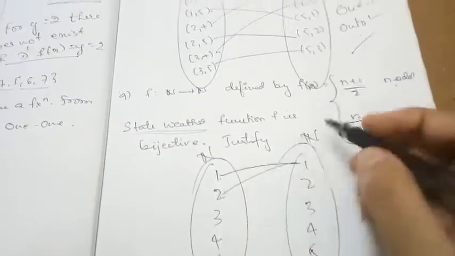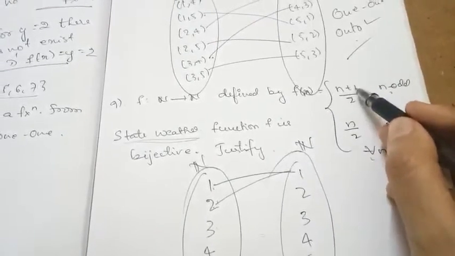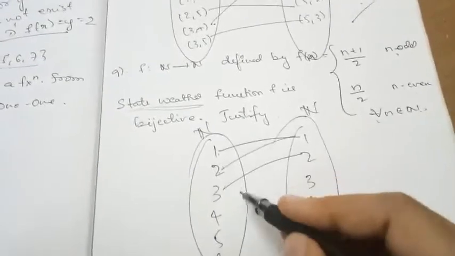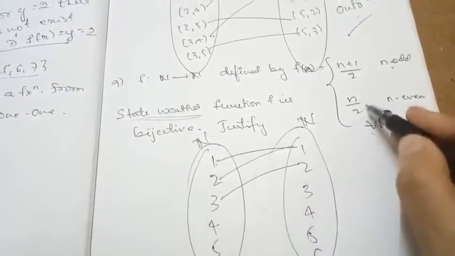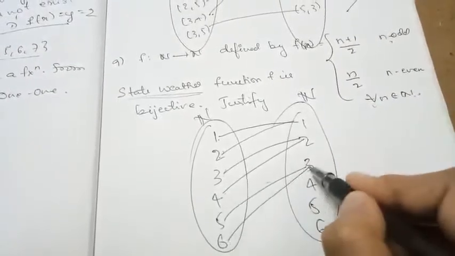So when n is 3, 3 is an odd number. 3 plus 1 by 2. 3 plus 1 is 4. 4 by 2 is 2. So when n is 3, f of n is 2. So 4 is an even number. 4 by 2, 2. So like this it happens. 5 is 3, 6 is also 3.